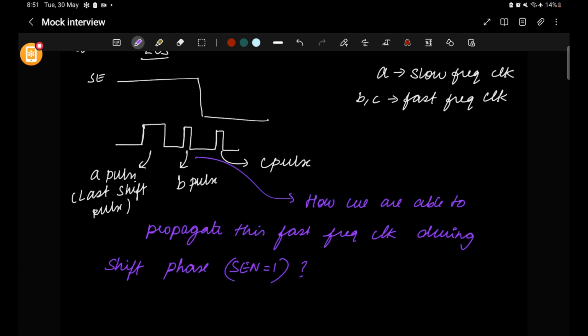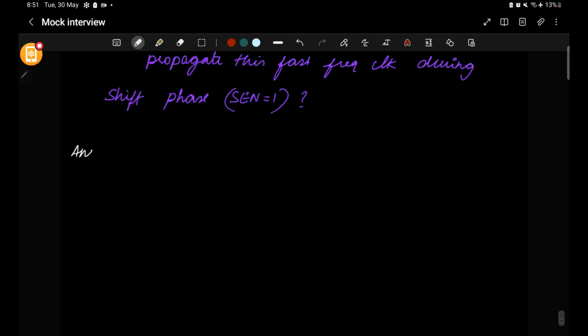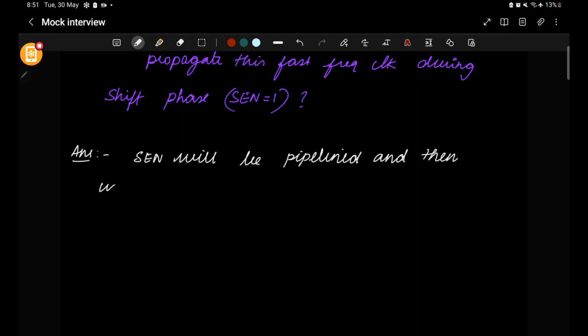Yeah, I am not getting it, ma'am. You will explain. Okay. So the answer is, scan enable will be pipelined and then used if we use the LOS technique. Just a minute, I'll just take a diagram.